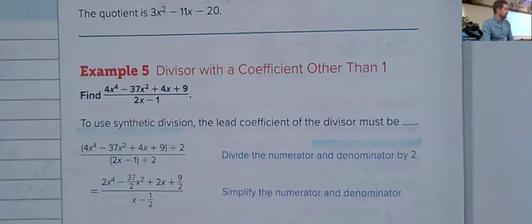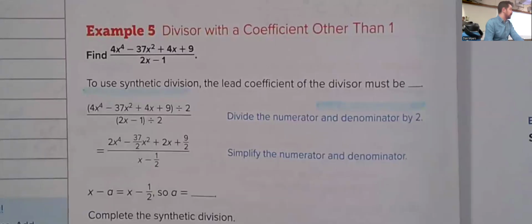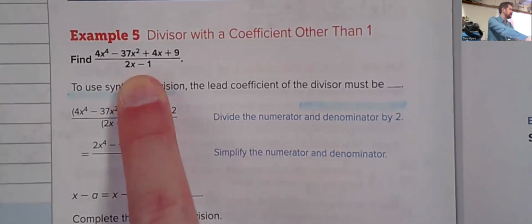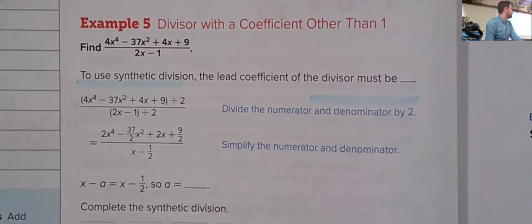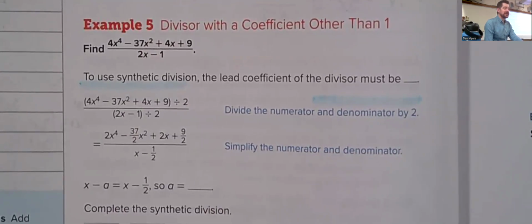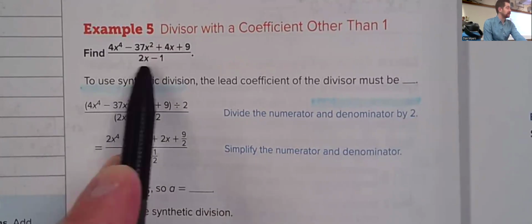So example 5. We still have a linear binomial that we're dividing by, 2x minus 1. However, in order for us to actually use synthetic division, not only do we have to have a linear binomial, which we do have, the coefficient, though, needs to be 1. Meaning we need to divide everything here by what in order to make the coefficient equal to 1 in front of the divisor? By 2, yeah. Divide out the 2 from everything.